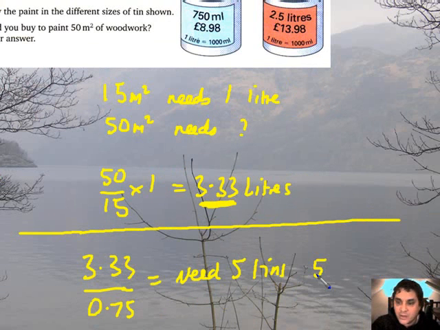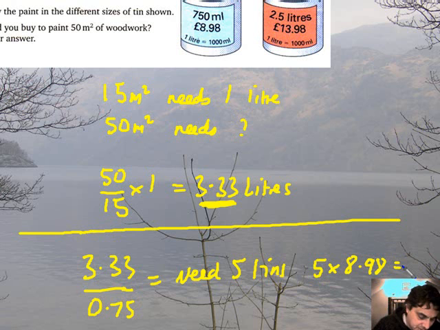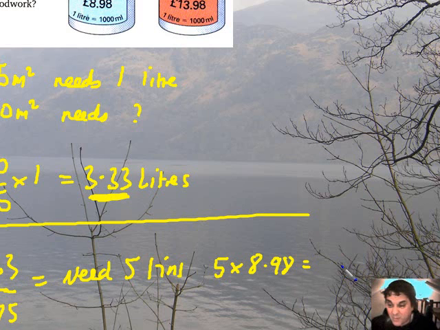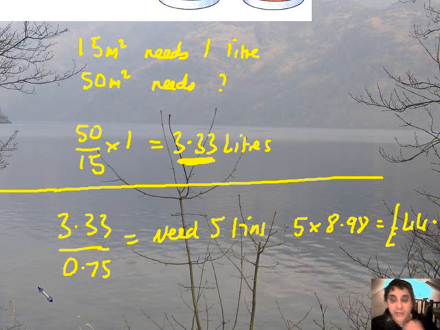So here I go. 5 lots of £8.98 is going to be, yes, £44.90. Sounds expensive to me. £44.90. Again, there is no zero on the calculator. For quality of written communication, make sure you put it in.